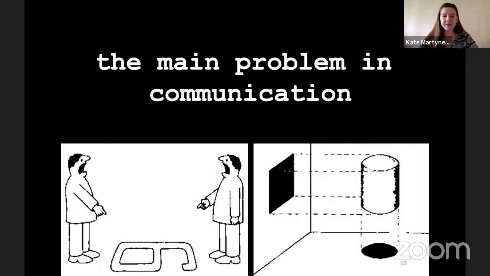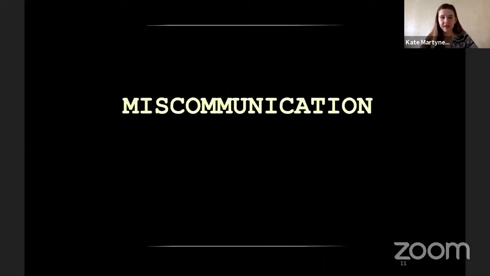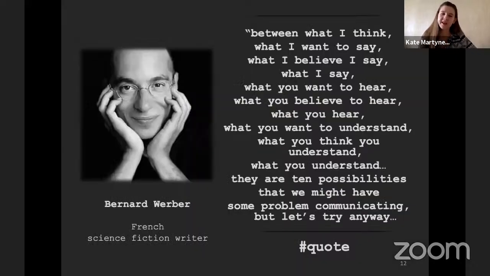Then the main problem in communication is that we say something and the person can understand it differently. Then miscommunication. So this is where we stopped. And let's come back to the video. Let's watch the video about miscommunication. And after watching it, I want you to write me what you think miscommunication is. And let's watch it.